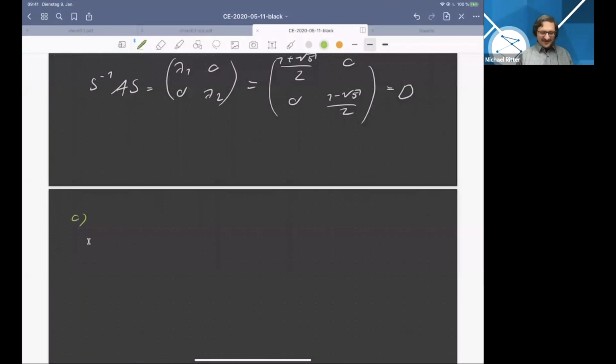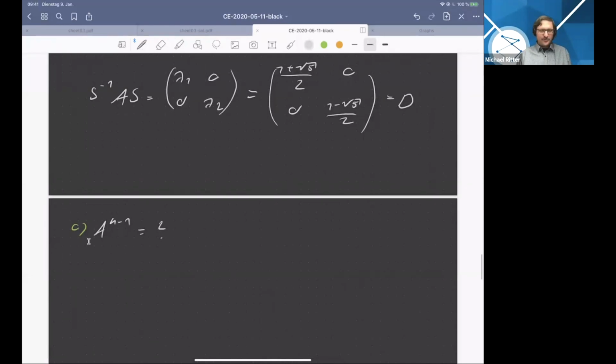So, last part. You do remember we wanted to compute A to the n minus 1. And we have computed this transformation to a diagonal matrix so far. So the question is, how can we use that to compute A to the n minus 1? And I'm going to show you the neat little trick now.